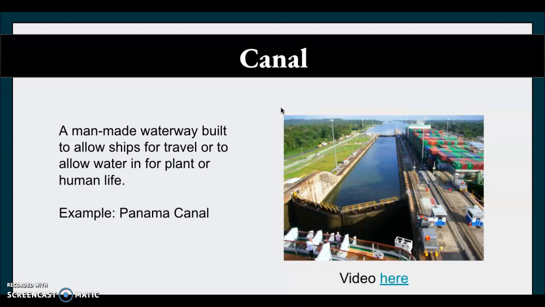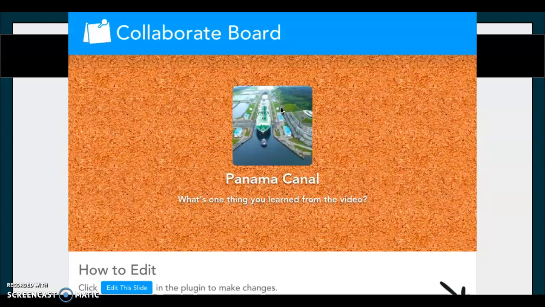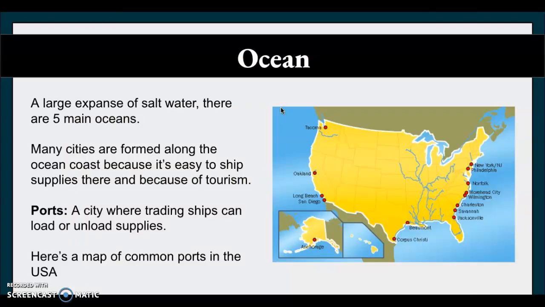A canal is a man-made waterway built to allow ships to travel or to allow water in for plant or human life. An example that we'll look at soon is the Panama Canal. The ocean is a large expanse of salt water. There are five main ones that we already looked at. Many cities are formed along the ocean coast because it's easy for people to ship supplies there, and it's great for tourism. Along the United States coast there are a lot of ports, which are cities where trading ships can load and unload supplies.